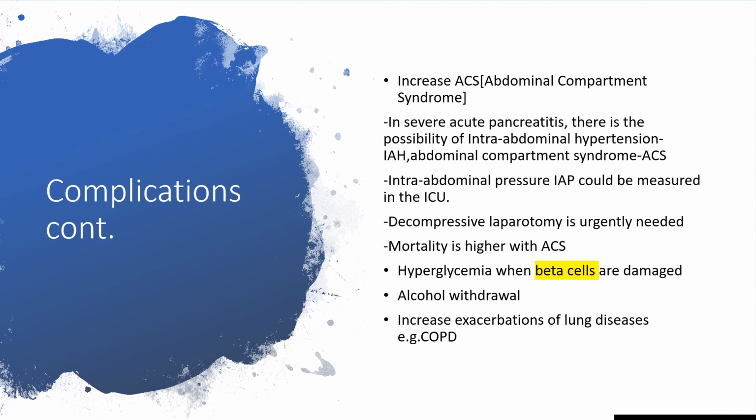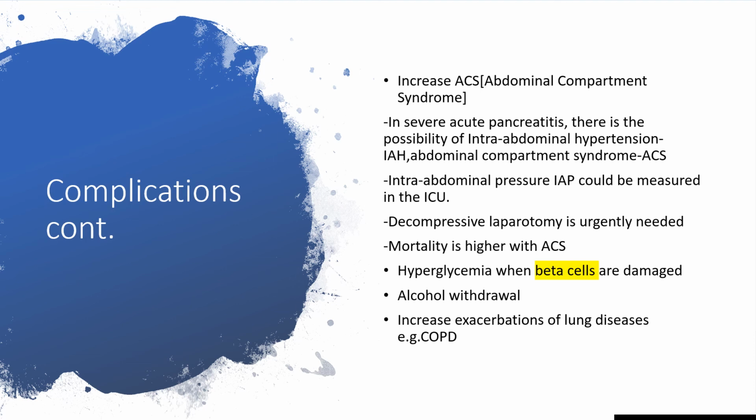Let me repeat. There's possibility of abdominal compartment syndrome. In severe acute pancreatitis, there's the possibility of intra-abdominal hypertension and abdominal compartment syndrome. So intra-abdominal pressure could be measured in intensive care units. And once that is picked up, please, the surgeon should be invited as a matter of urgency. Why? That will lead to death if intervention is not embarked upon quickly.